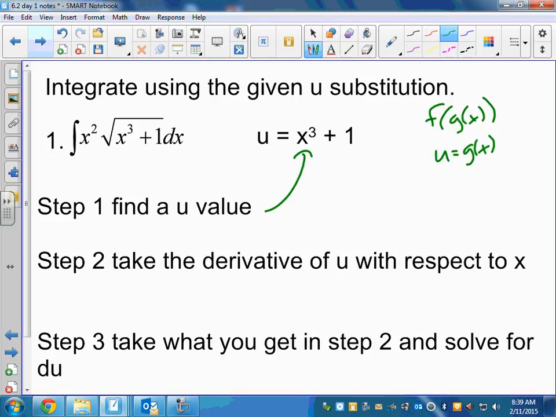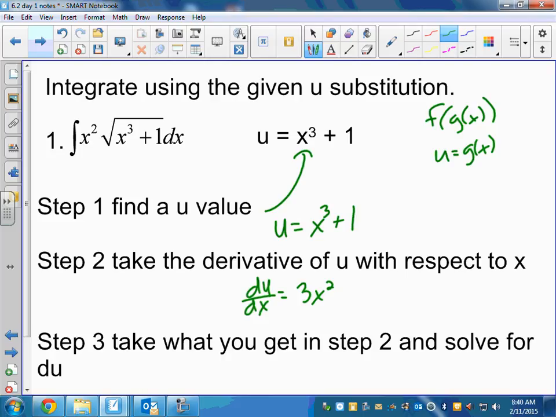Okay, so if u equals x cubed plus 1, we want to take the derivative of this. I'm going to work it out the first time, and then we'll probably take a shortcut. If I took the derivative of u, we could say u prime, but I want you to say du over dx, because we need a dx in the problem. And what is the derivative of x cubed plus 1? 3x squared. You've got to get your derivatives and your integrals straight here.